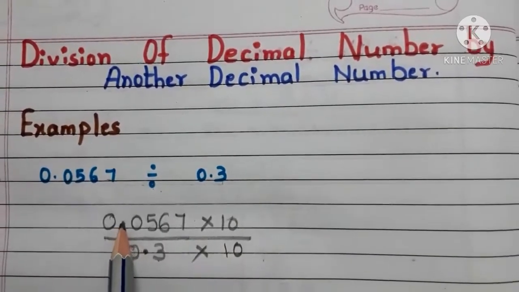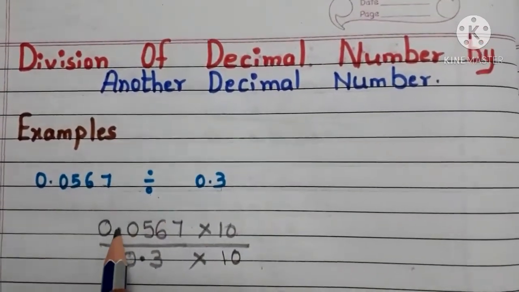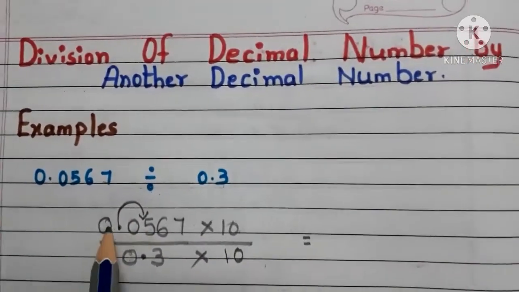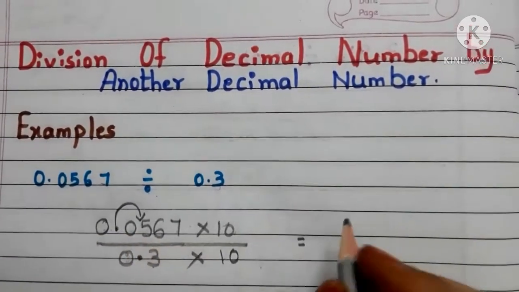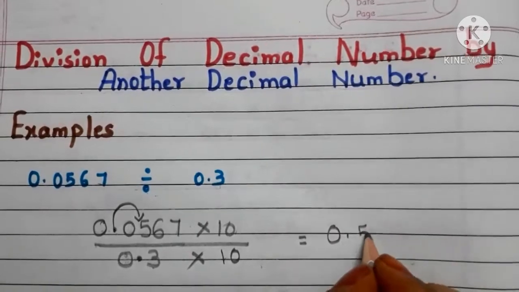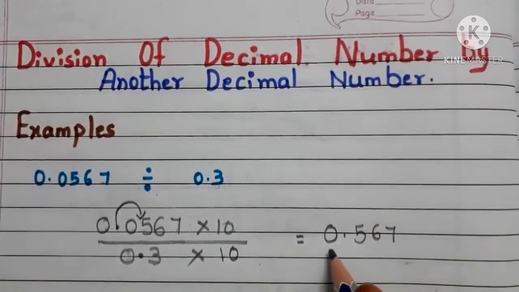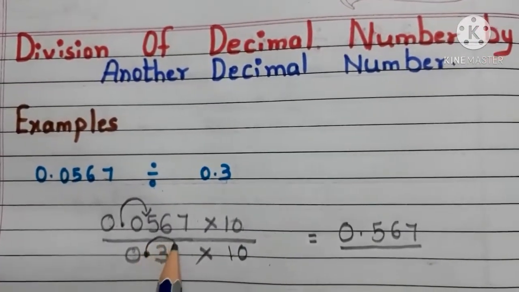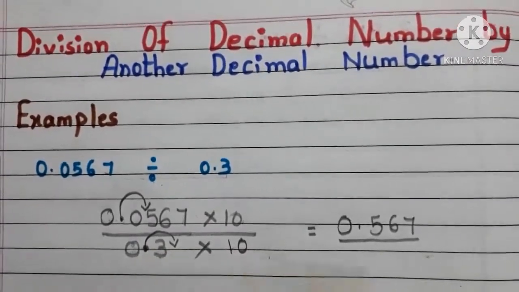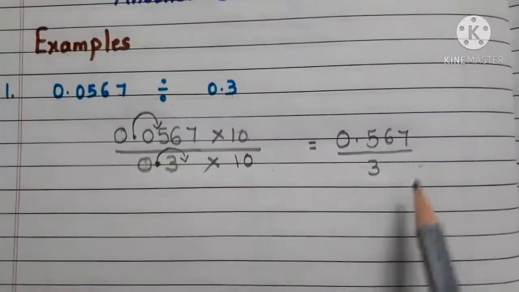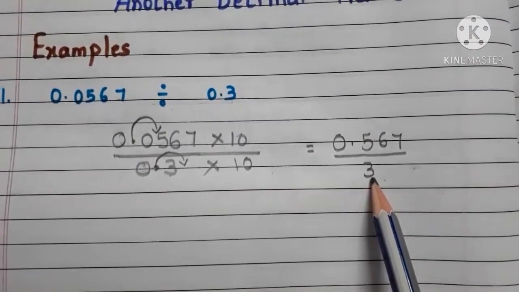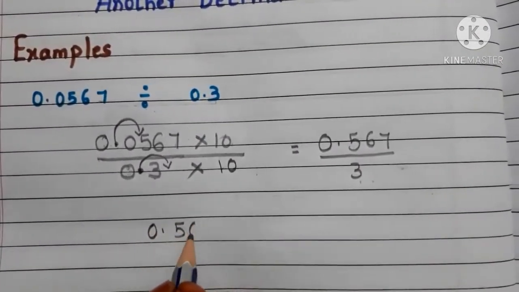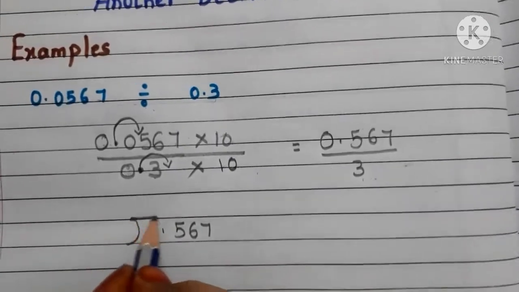When we are multiplying a decimal number with 10, the decimal point moves one place to the right. So 0.0567 becomes 0.567. Okay. By here also the decimal point moves one place to the right. Now 0.3 becomes 3. Now the divisor is the whole number. Now let us divide 0.567 with the whole number 3.